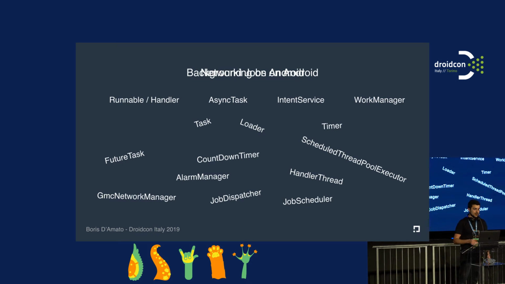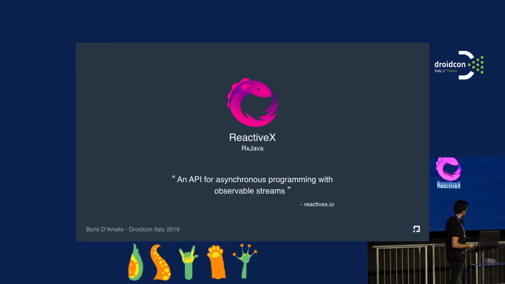But when we look especially at the latest trends in the Android community, the majority of Android developers have been using ReactiveX, and in particular RxJava. Let's look at what ReactiveX and RxJava is. It is an API for asynchronous programming with observable streams.